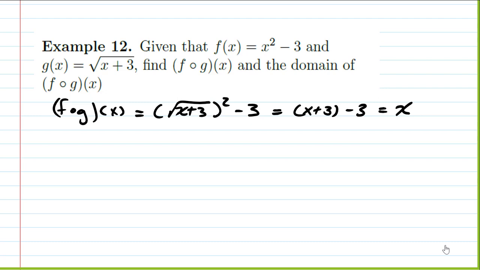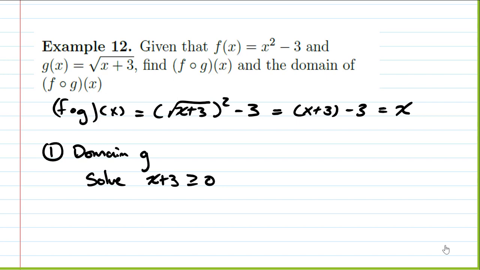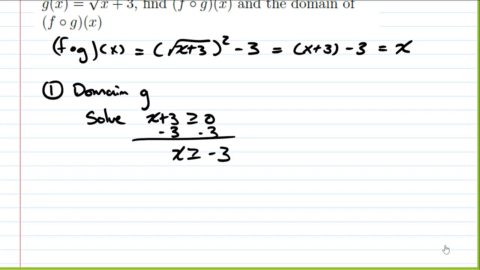All real numbers, right? Is there anything you can't put into x? No. Well, let's check. So the first thing we do is we have to find the domain of g. And we have a radical function, so we have to solve the radicand: x plus 3 is greater than or equal to 0. So we minus 3, and we get x is greater than or equal to negative 3. So our domain is from negative 3 to positive infinity for g.